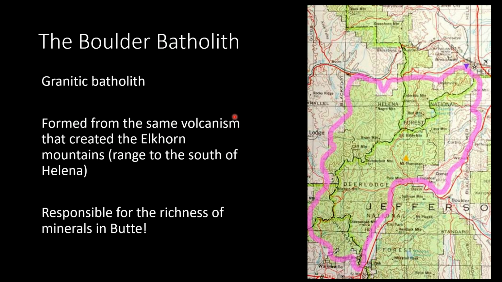And the volcanism associated with the Boulder Batholith is responsible for all of the rich minerals that are found in the Butte Hill, because the heat and pressure associated with volcanism can tend to concentrate minerals in areas. So that's just a little history of the Boulder Batholith where we live.